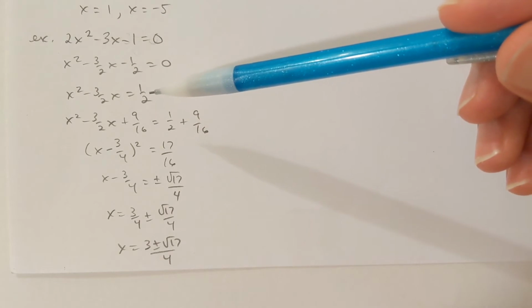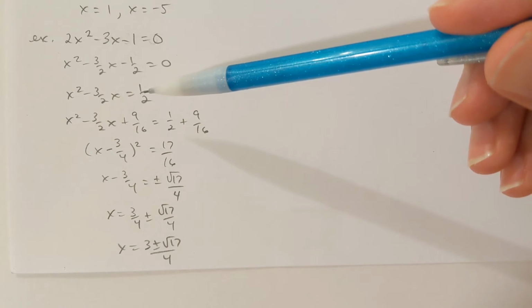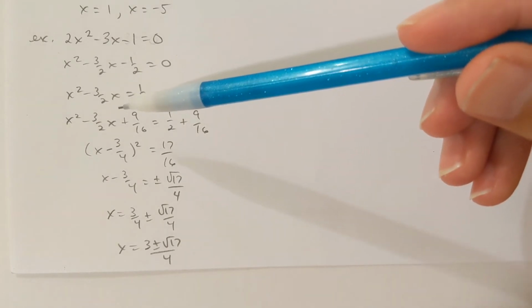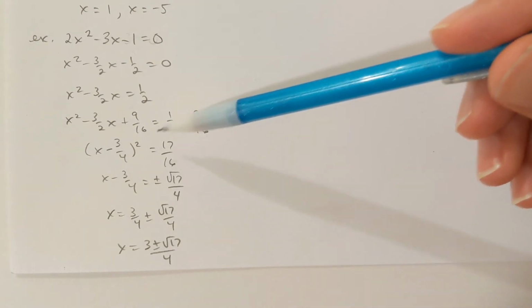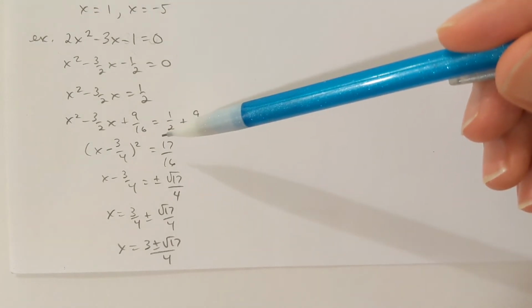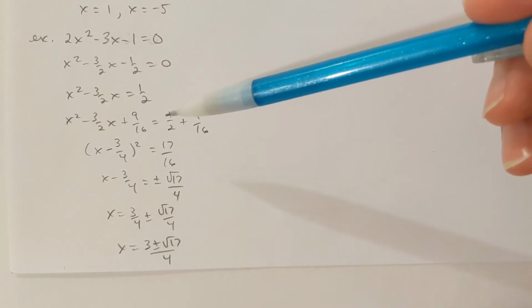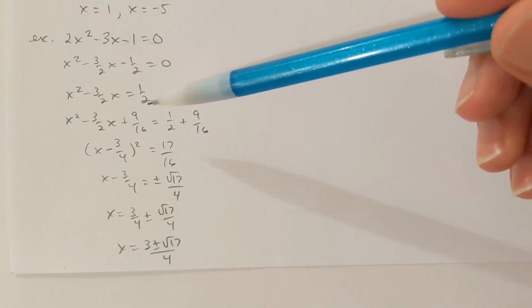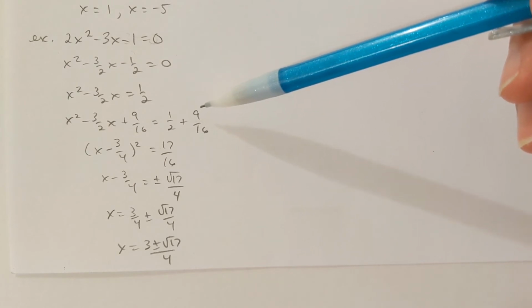Okay, now I want half of the number in front of x, and I want to add that new number to both sides. Okay, so half of −3/2 is −3/4. (−3/4) squared. Okay, well, −3 squared is 9. 4 squared is 16. So I get 9/16. I'm going to add to both sides. x² − (3/2)x + 9/16 = 1/2 + 9/16.